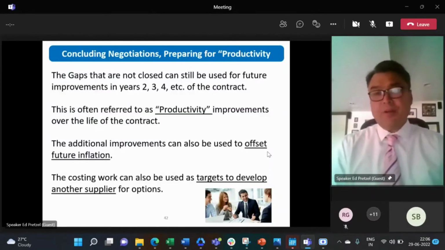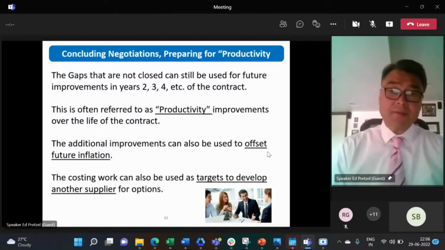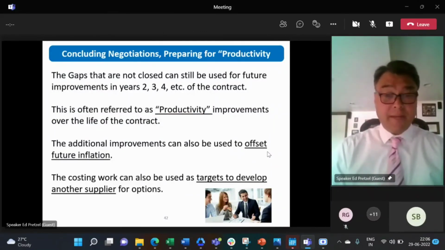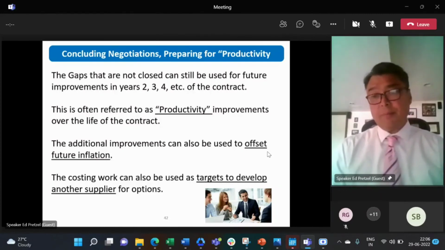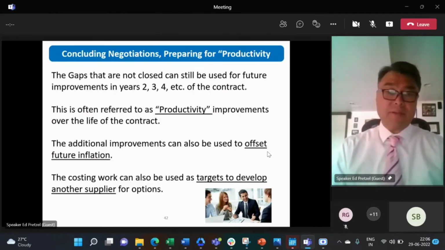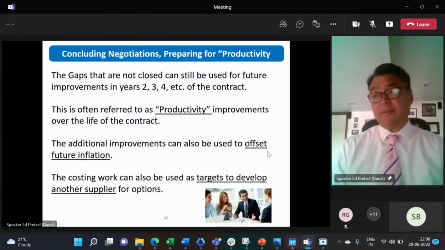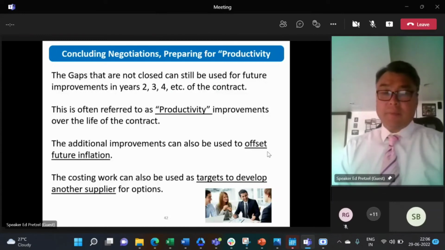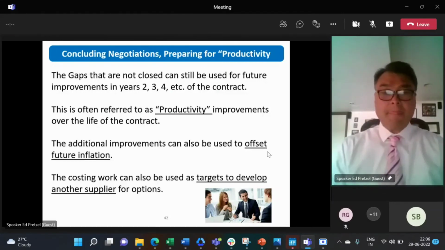As you conclude your negotiations, you may not close all the gaps. You may not close any of them. We'll talk more about that in some follow-up questions, but most of the time you will make some improvements. You may not get all of the savings. Life still is a negotiation, but you'll likely make some improvements.